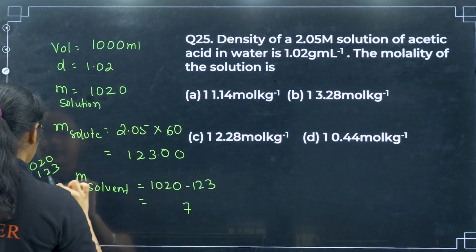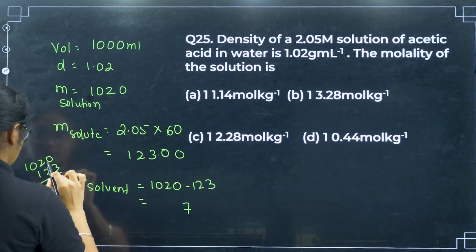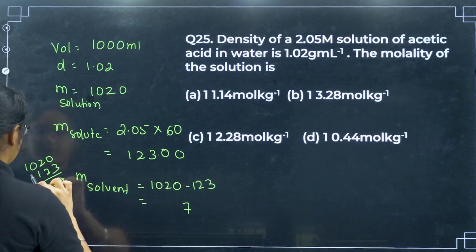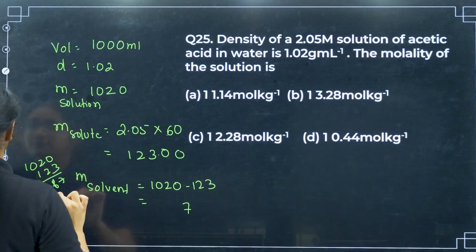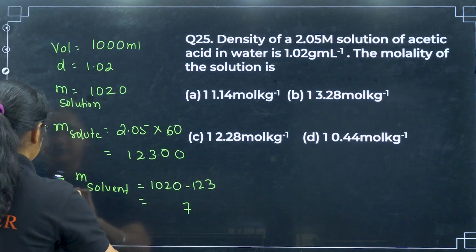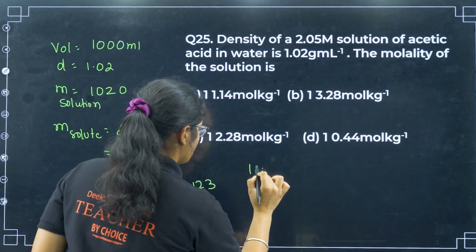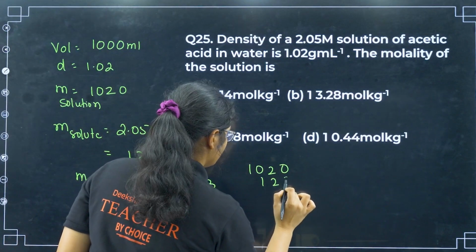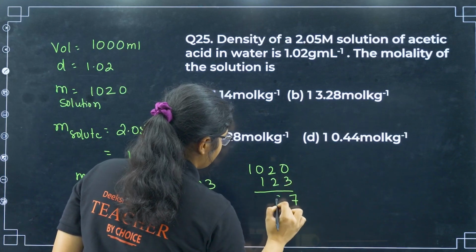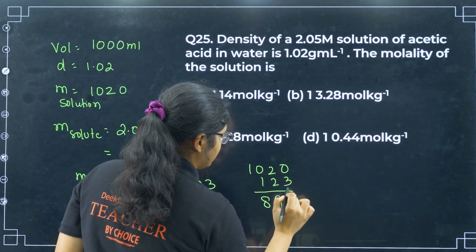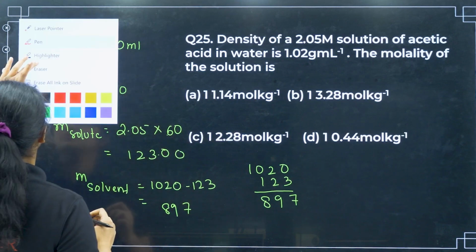Just a minute, I have done wrong calculation here. Sorry, yes, so I have to subtract 1020 minus 123. Okay, so 10 minus 3 is 7, then I carry, 11 minus 2 is 9, 9 minus 1 is 8. So I will get 897. This is the mass of the solvent.